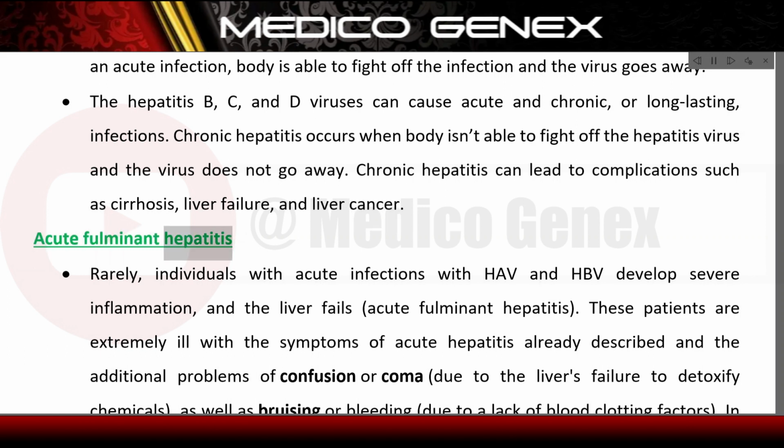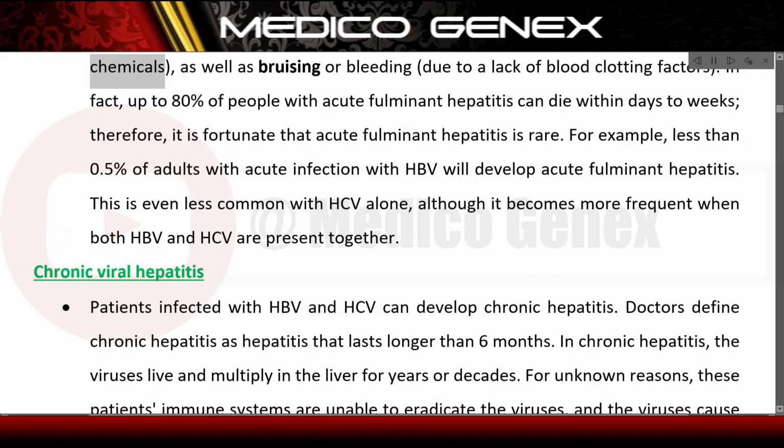Acute fulminant hepatitis. Rarely, individuals with acute infections with HAV and HBV develop severe inflammation, and the liver fails, acute fulminant hepatitis. These patients are extremely ill with the symptoms of acute hepatitis already described and the additional problems of confusion or coma, due to the liver's failure to detoxify chemicals, as well as bruising or bleeding, due to a lack of blood clotting factors. In fact, up to 80% of people with acute fulminant hepatitis can die within days to weeks. Therefore, it is fortunate that acute fulminant hepatitis is rare.